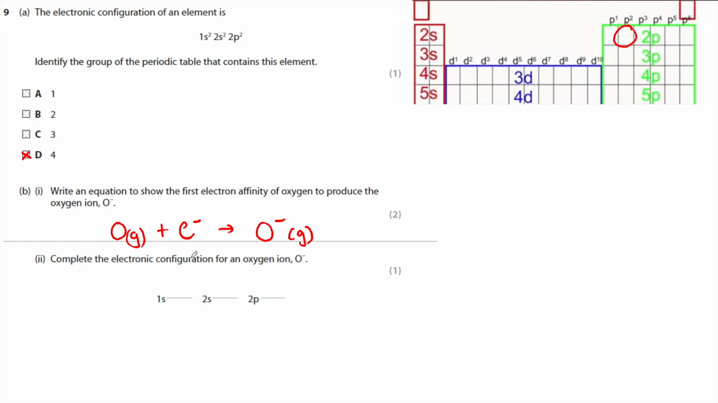Complete the electron configuration for an oxygen ion. Well, the key thing is to look again at your periodic table and where oxygen is. An oxygen ion is normally 2-, but this is when it's gained its first electron. So if you locate that on your periodic table, it's going to have 1 more electron than oxygen, which will be the electron configuration of fluorine. So it is 1s2, 2s2 and 2p, 1, 2, 3, 4, 5.